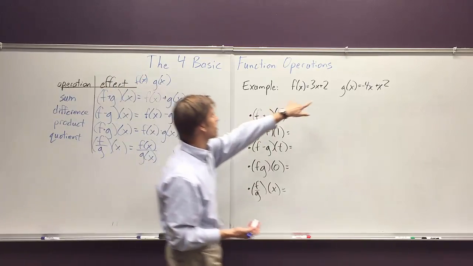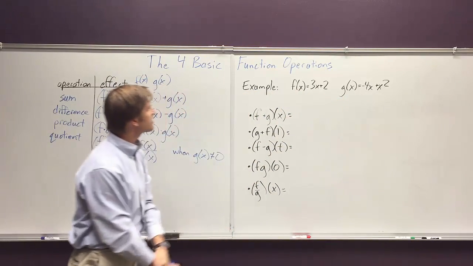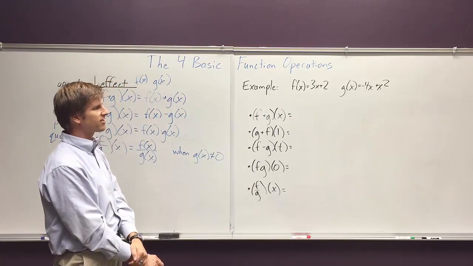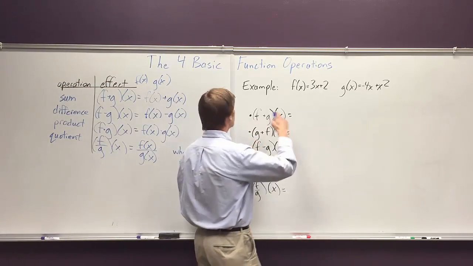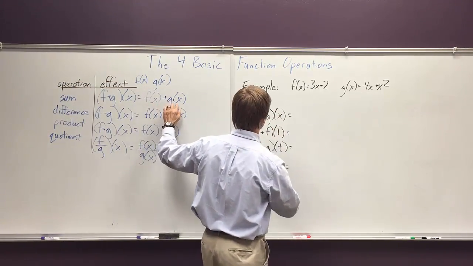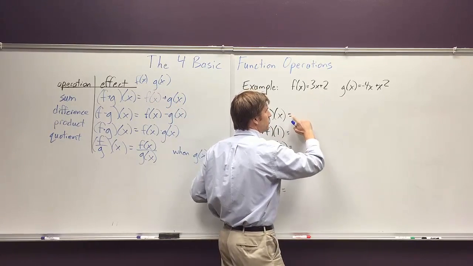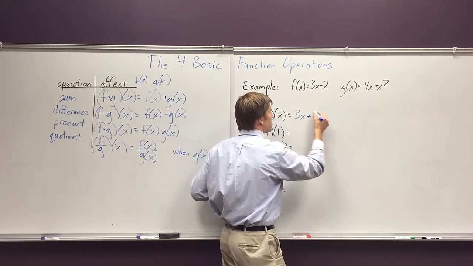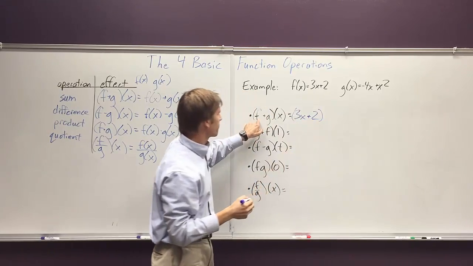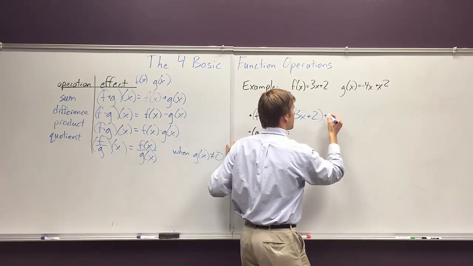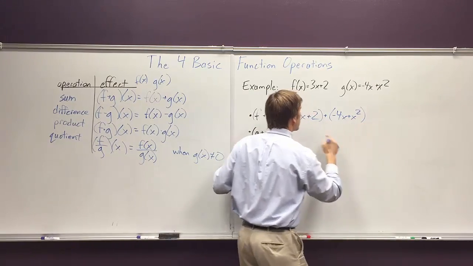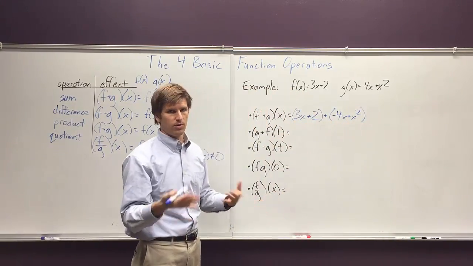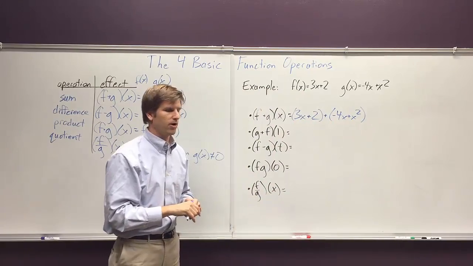How do they play out with an example like this? F of x equals 3x plus 2, g of x equals negative 4x plus x squared. Well, you could actually write in this piece as an intermediate step. I'm just going to write in what the output for f of x is, plus the output for g of x. Notice that I dropped those parentheses. That would be perfectly appropriate by associativity.